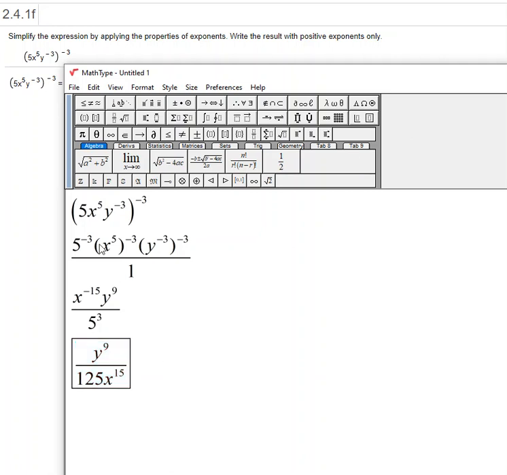Now there are no negative exponents, the negative exponent has been distributed to everything. We simplified our exponents on the x's, on the y's, and we moved our number and evaluated it.